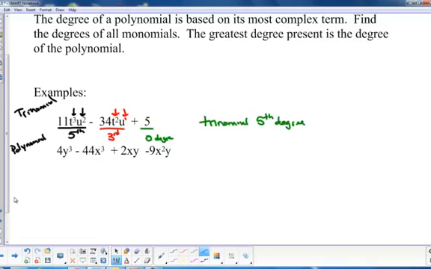All right, if you look at the polynomials, this one is a 3rd. This one is also a 3rd. That's a 2nd degree. And this is a 3rd degree. So this polynomial is a 3rd degree.